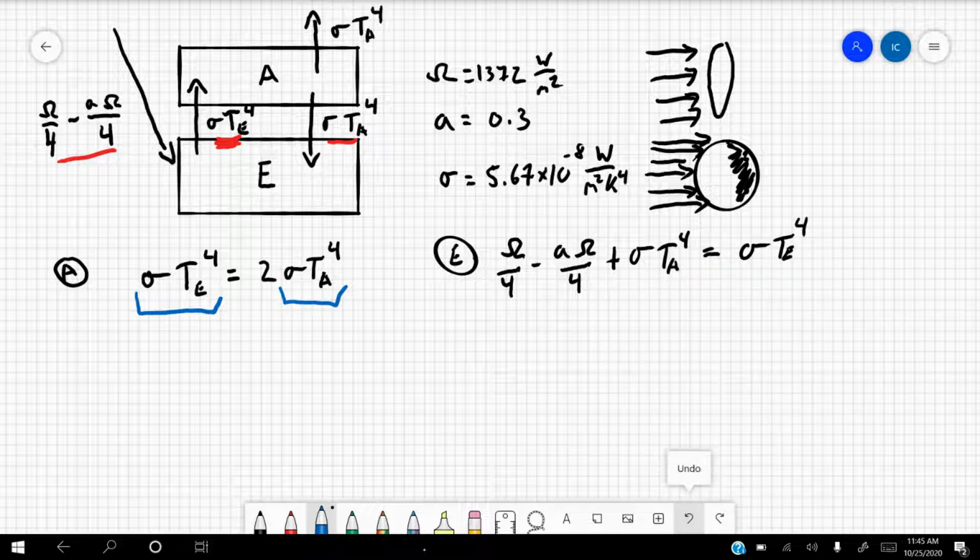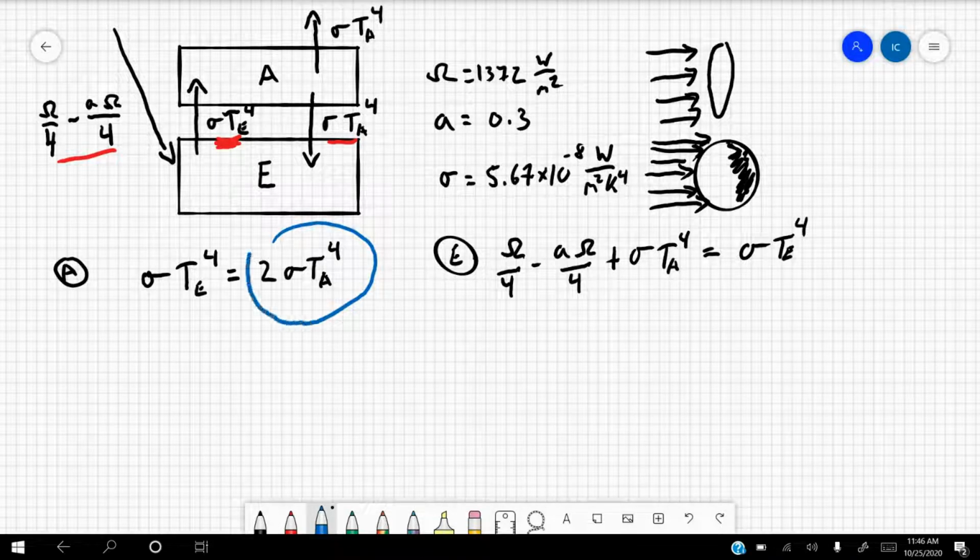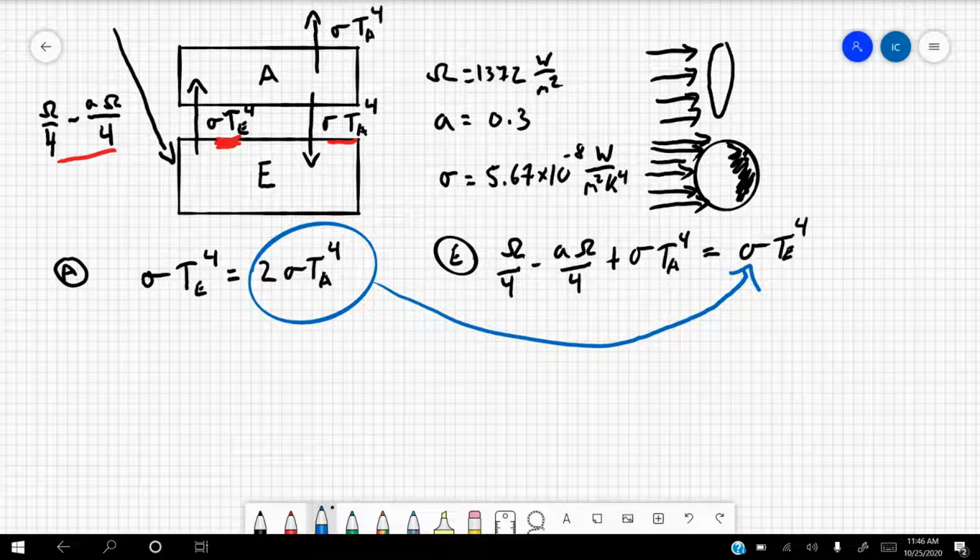So the first thing that I'm going to do is take a look at my steady state equation for the atmosphere stock. And what we will notice here is that the equation is pretty much solved for us already. The term with our Earth surface temperature is already expressed in terms of the atmosphere temperature expression. And we can pretty much go ahead and substitute in for sigma TE to the fourth in our second equation in order to eliminate Earth temperatures from our second equation. In other words, we're going to substitute 2 sigma TA to the fourth for the sigma TE to the fourth that exists in our second equation.